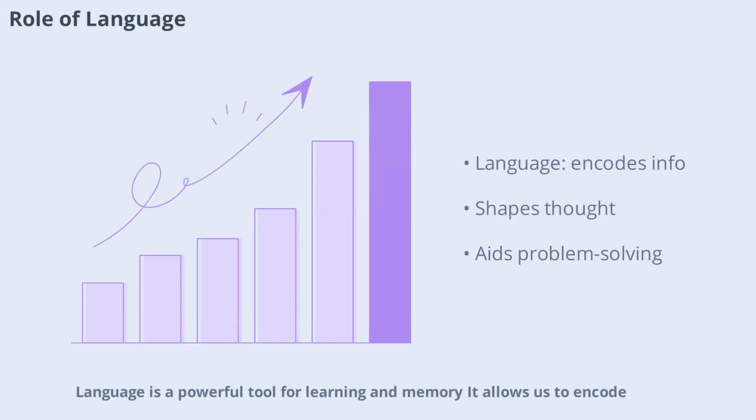Language is a powerful tool for learning and memory. It allows us to encode, store, and communicate information. Cognitive theories highlight the role of language in shaping thought, organizing knowledge, and facilitating problem-solving. Teachers can use language-rich activities such as discussions and storytelling to enhance learning and memory. By developing language skills, learners can better understand and express complex ideas.